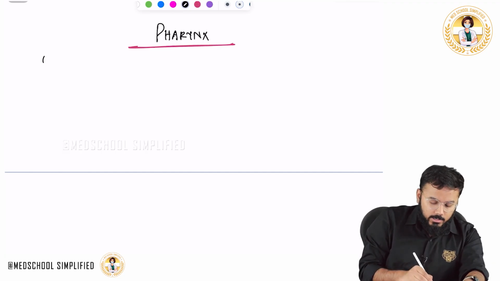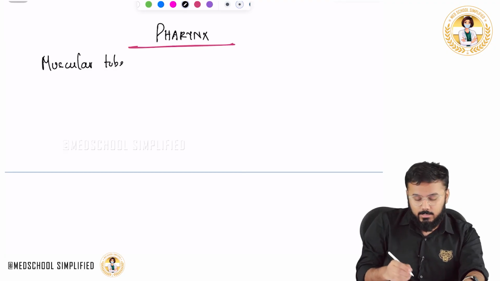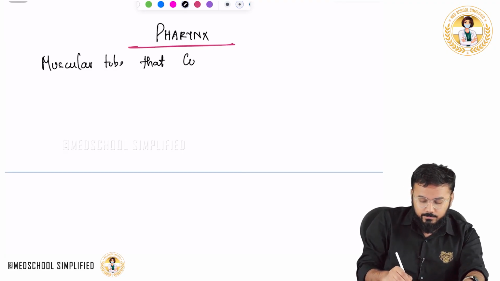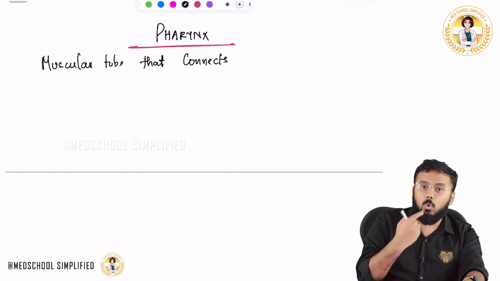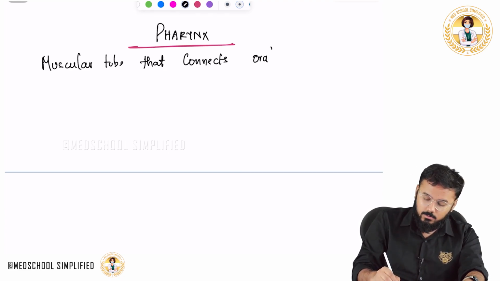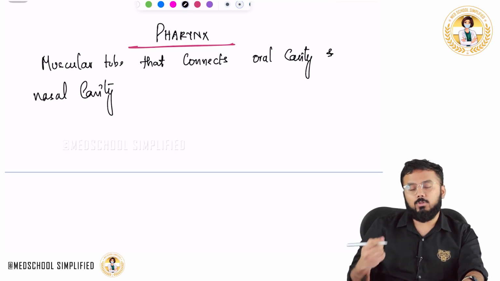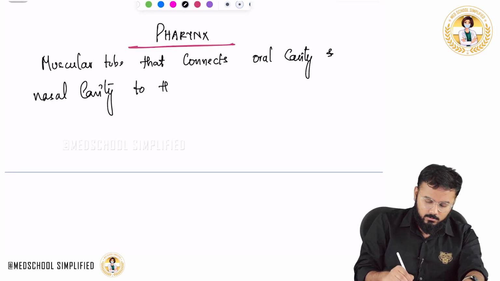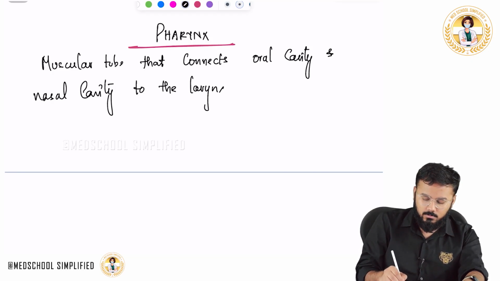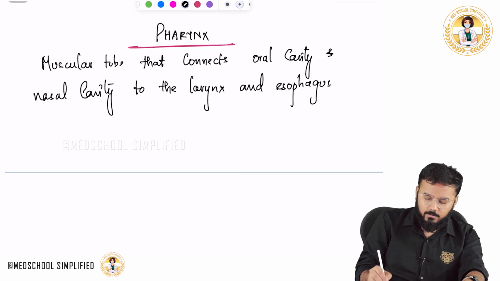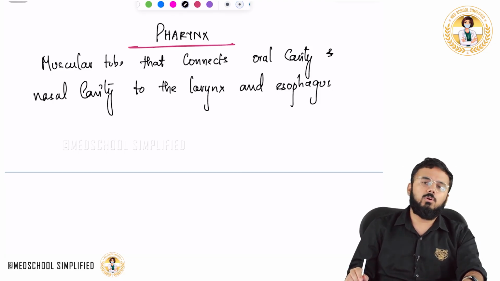So pharynx is nothing but the muscular tube. So this is the muscular tube that connects oral cavity and nasal cavity to the larynx and the esophagus. To the larynx as well as the esophagus. So that is what is called your pharynx.